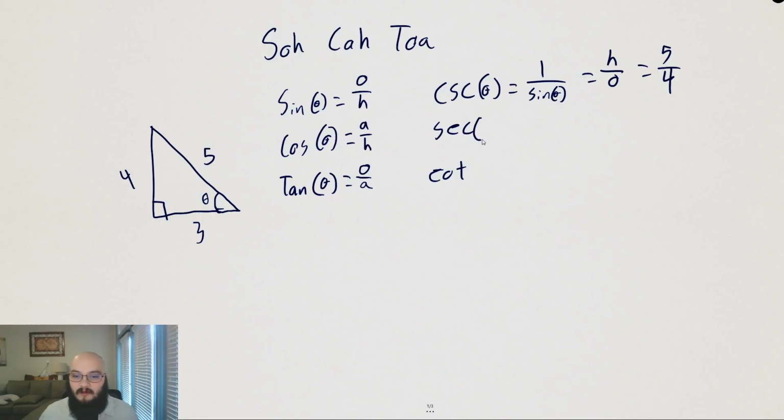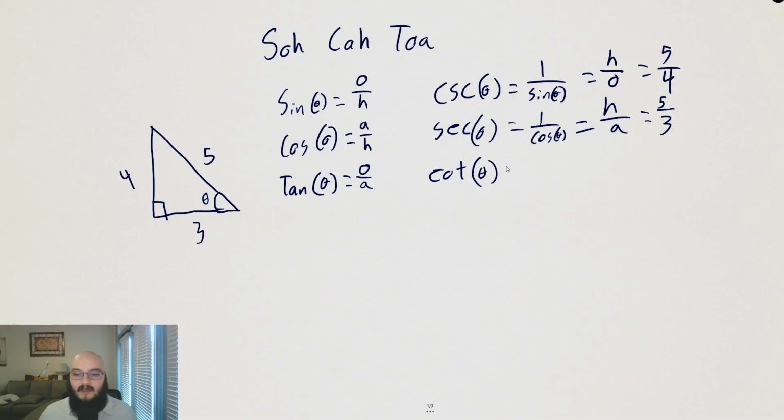Secant of theta is 1 over cosine of theta, which means it is hypotenuse over adjacent. So for this angle theta, secant is going to be 5, the hypotenuse, over the adjacent side, which is 3.